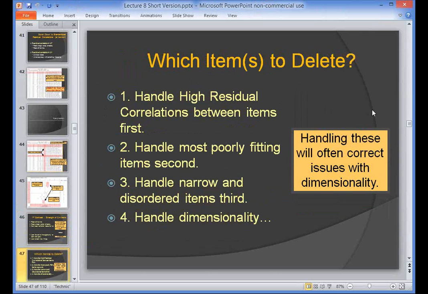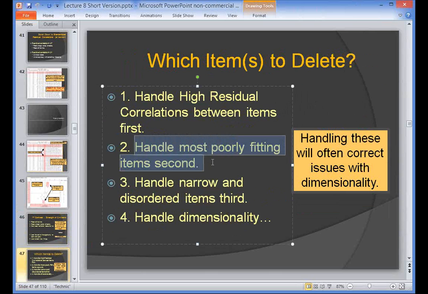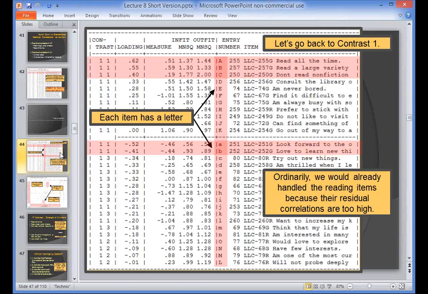So which item are you going to delete? Well, as I said earlier, ideally we would have already handled this situation because we would have deleted the dependent items, but we would handle the high residual correlations between items first. We would handle the most poorly fitting items second, handle narrow and disordered items third, and then last you would probably handle dimensionality.